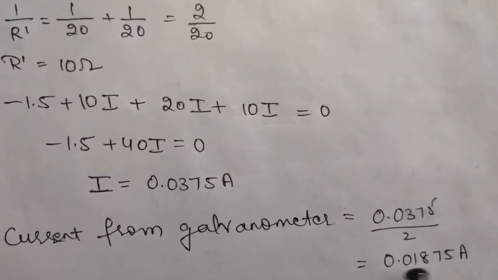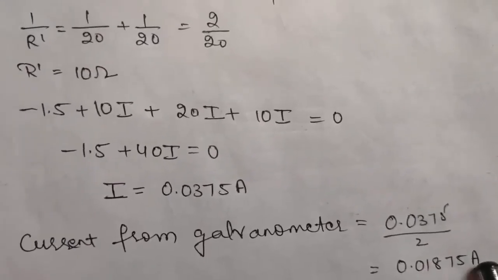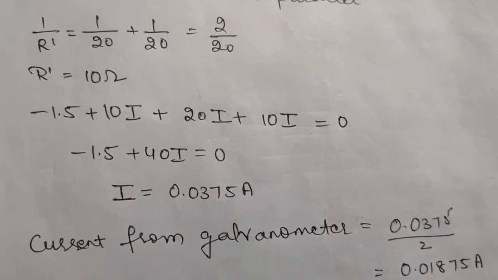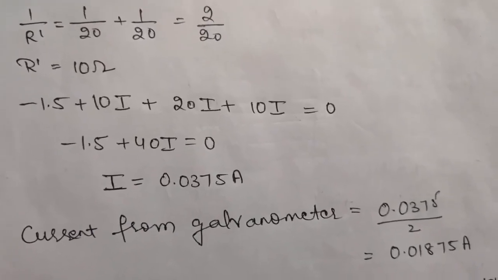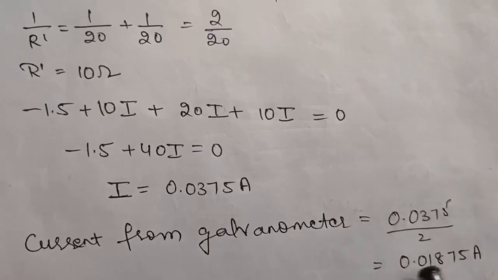So the answer will be 0.01875 amperes, because this current is through the combination of galvanometer and 20 ohm resistance which are connected in parallel. So final answer will be this for B part.